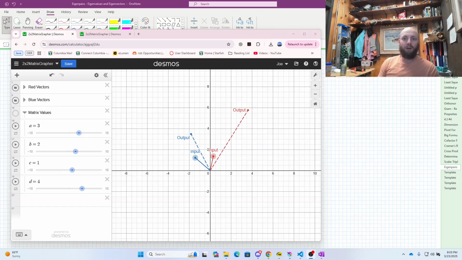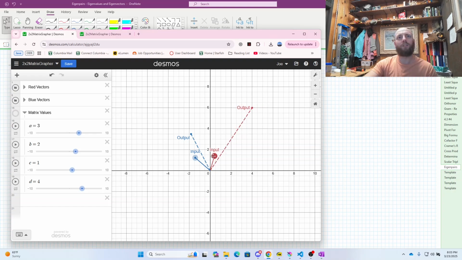All right, so today we're going to talk about a new thing called an eigenpair. Before I start that conversation, I just want to explore something a little bit. Here I have my little 2 by 2 matrix grapher. I'll throw a link to this in the video description. This is just a tool that I use for graphing the inputs and outputs of a 2 by 2 matrix.